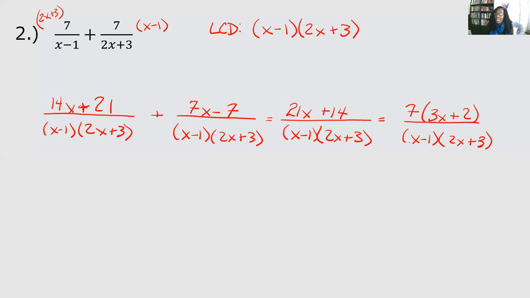So do I have anything in common? No, you don't. You're saying, well, there's 3x and 2x and there's 2x and 3x. They're not the same. They have to be exactly the same. So if it's 3x on the numerator, that means it's 3x in the denominator. If there's a 2 as a constant in your numerator, that means there's a 2 as a constant in the denominator. So this is the complete simplification. Okay? Let's try another one.